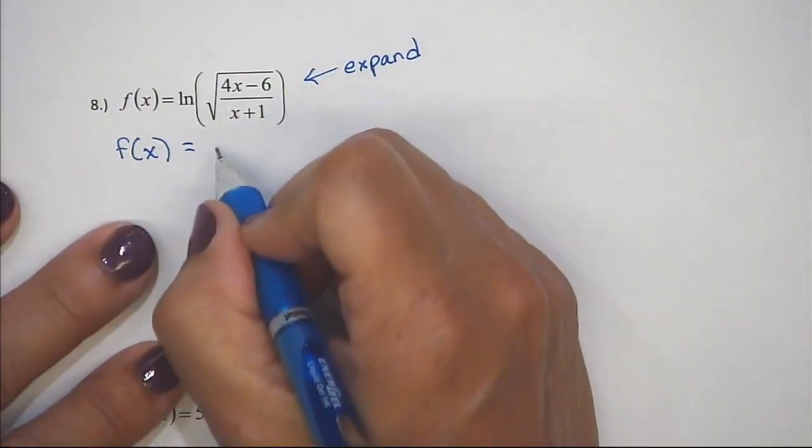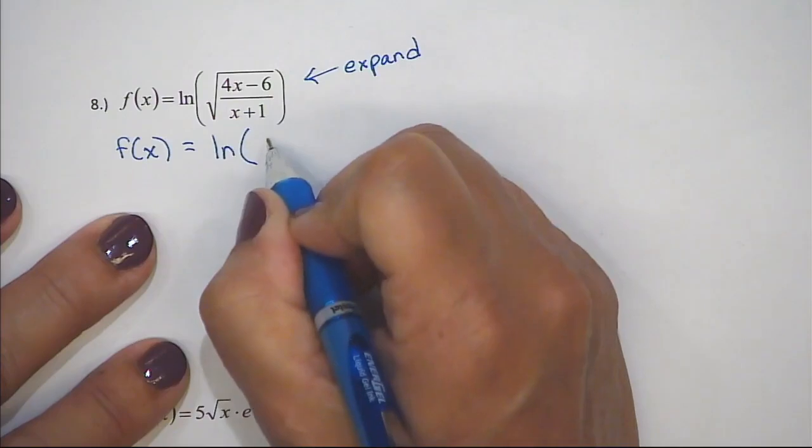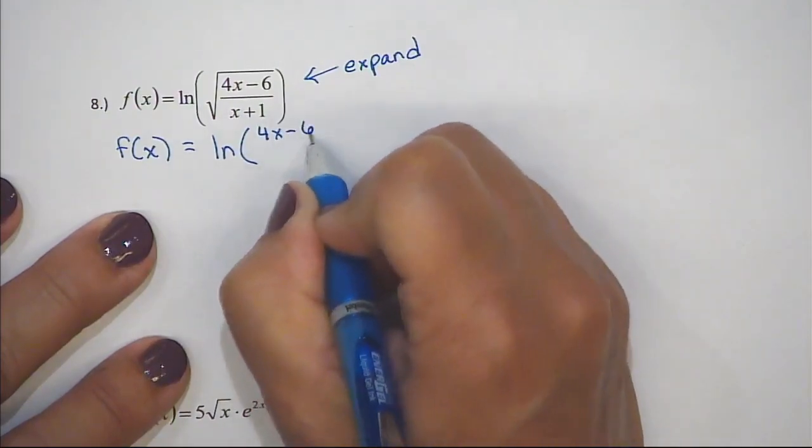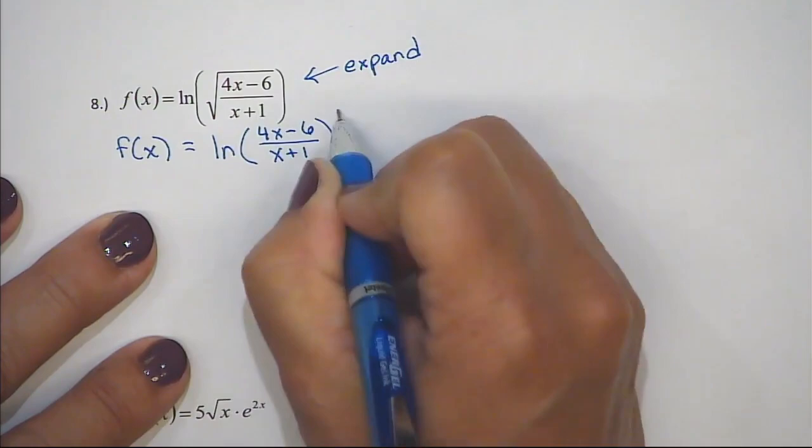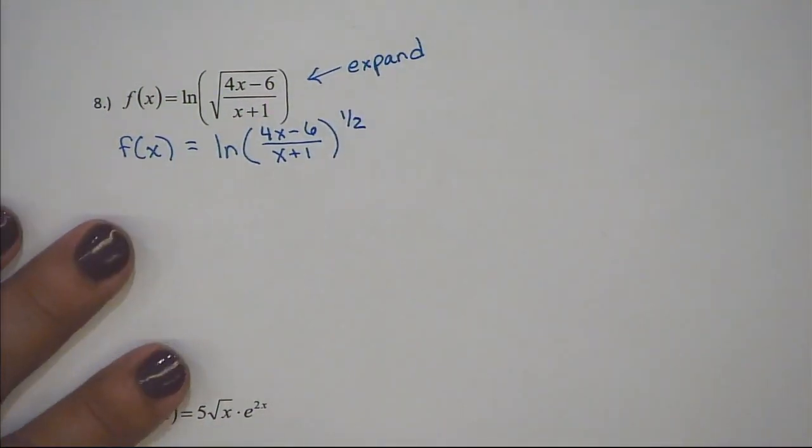All right, so I'm going to rewrite that as the natural log of (4x minus 6 over x plus 1) to the 1/2 power, right? That's the square root.